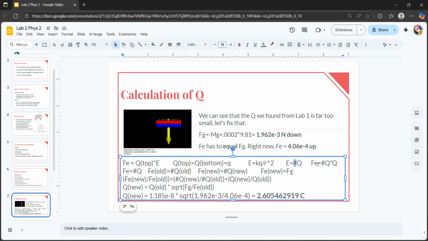So we can see that our electric force is basically just Q times E, but E is just some constant times Q, so really it's just some constant times Q squared. And so Fe old is just equal to some constant times Q old squared, and Fe new is just some constant times Q new squared. So Fe new is still just equal to the force of gravity, which we set up here.